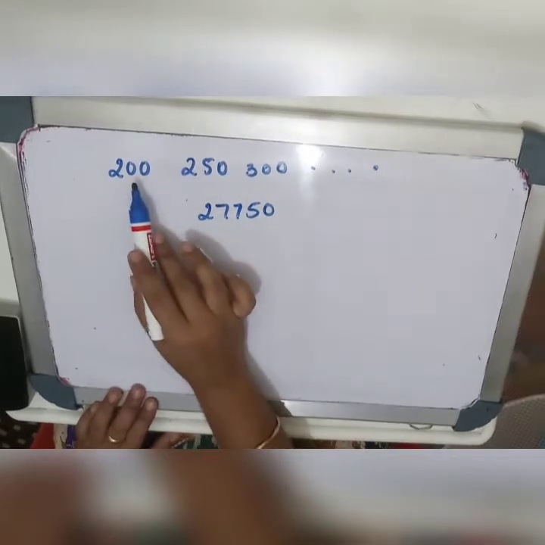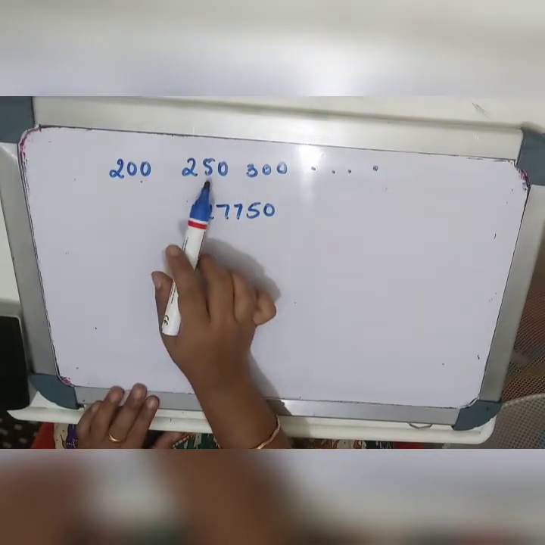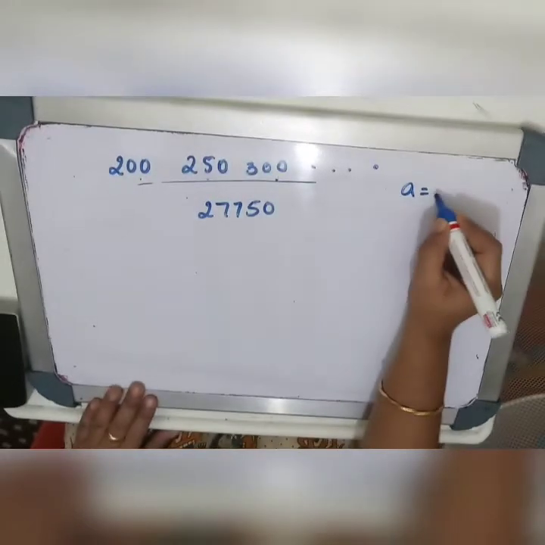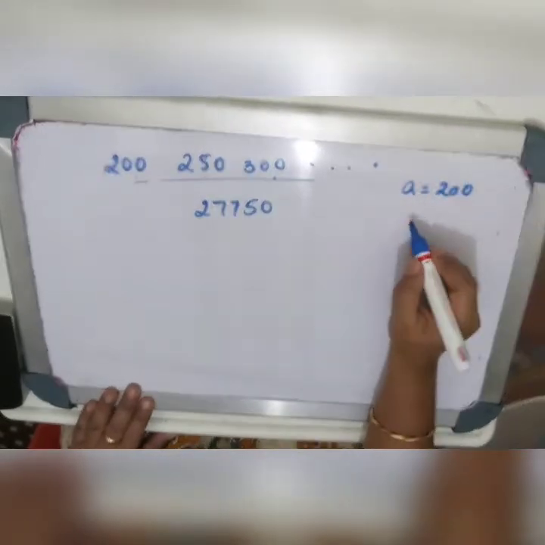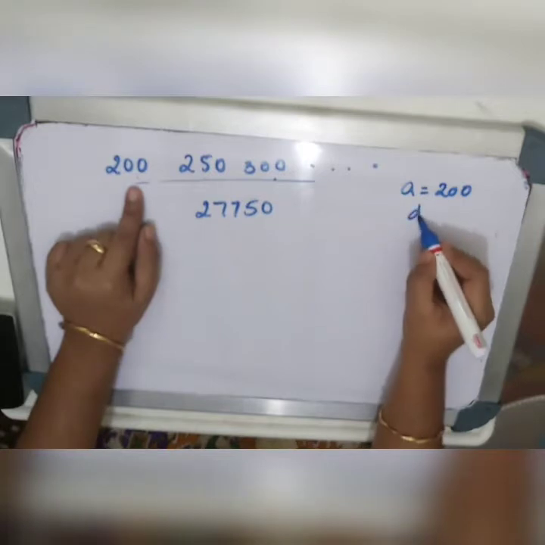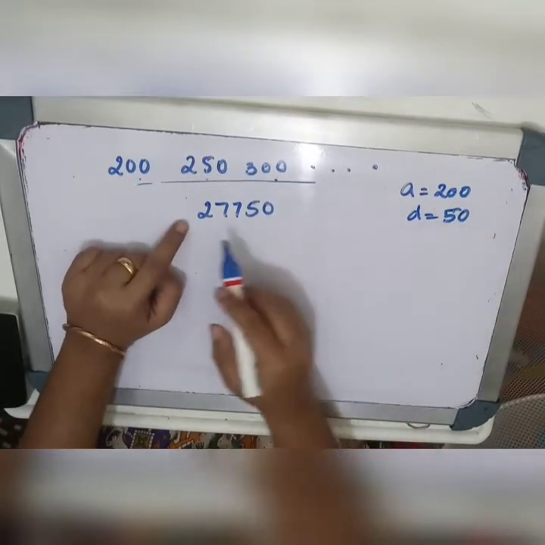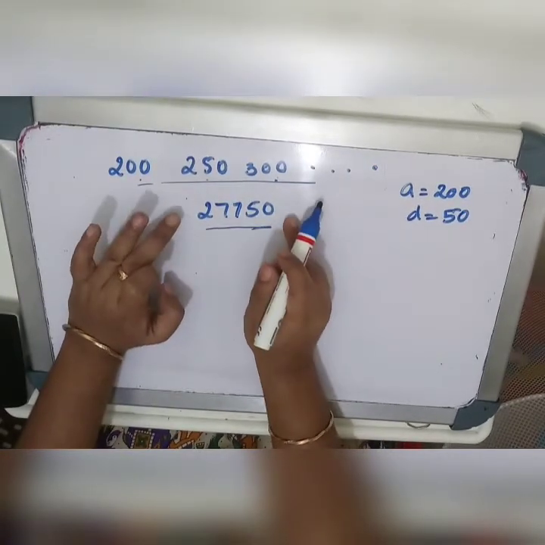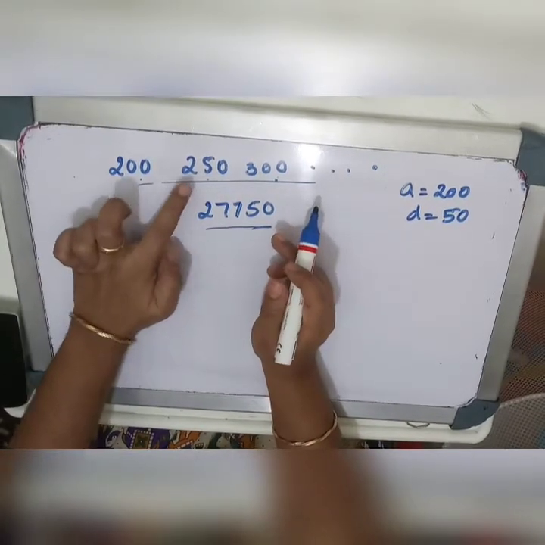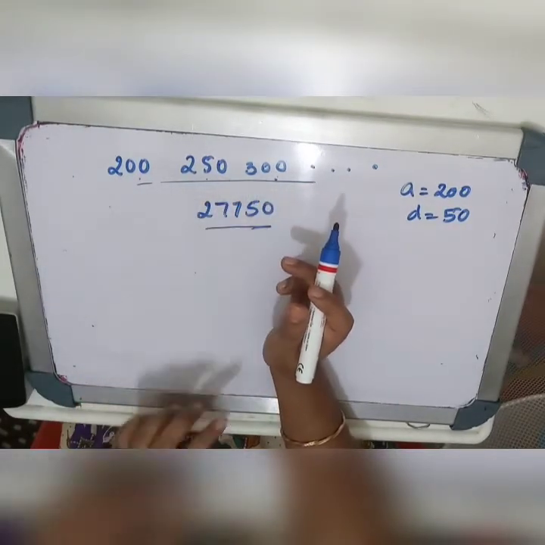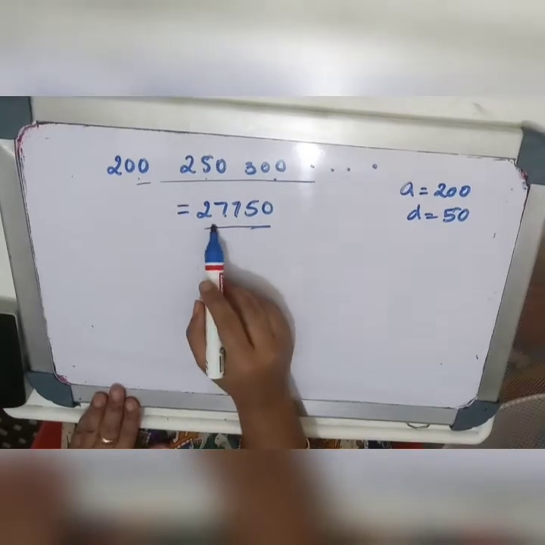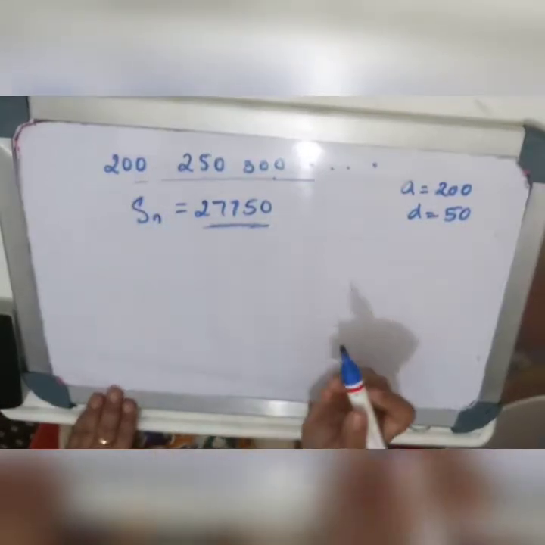Okay, so the first day fine will be 200, second day it will be 250, third day the penalty will be 300. So this is our AP, with a equal to 200. And what is the value of common difference? Common difference here is 50. And the total penalty paid by the contractor is 27750. So this is the sum of all the penalties of all the days in which the work was delayed. So the total amount of penalty paid is equal to the sum of the progression.